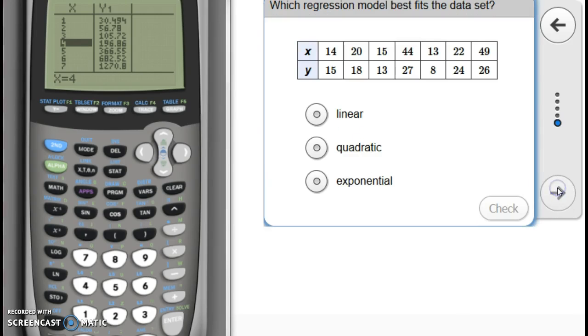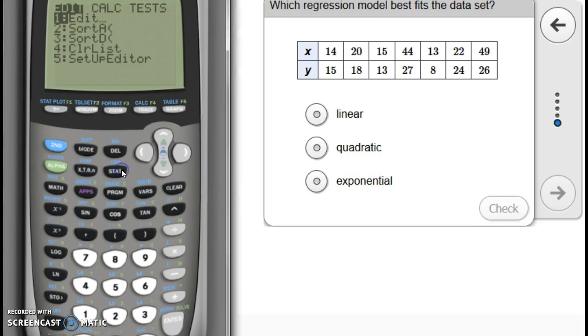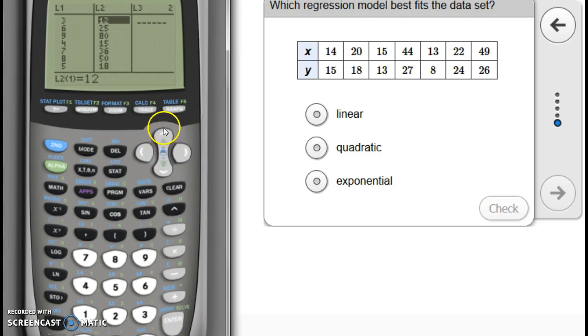And our last question, which regression model best fits the data set? So for this one, we would need to see it. So we're going to go back to stat, and we're going to edit. And this time when we put the values in, we're going to press stat plot so that the calculator will plot the statistics that we enter. And then we can make a determination.